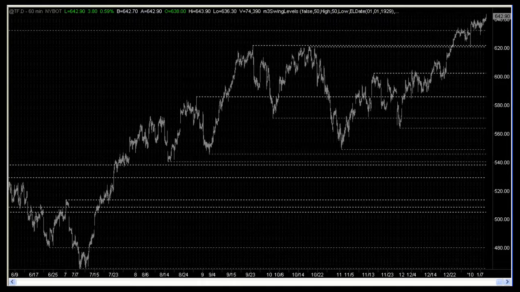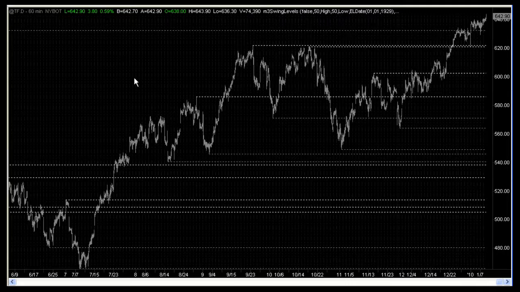Peter Campbell here to introduce you to an indicator called SwingLevels. This is an extremely powerful tool, and there are a number of reasons that it is so powerful. One of them is that it operates in real time.